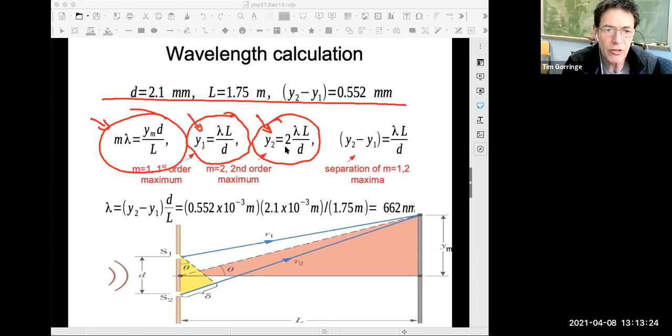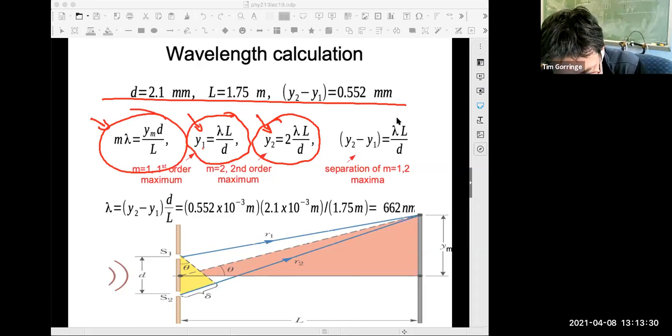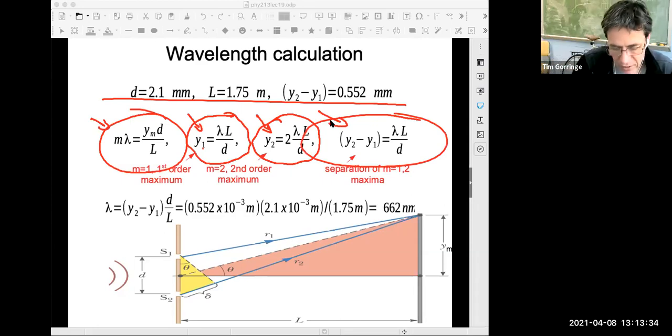But actually, we were told the difference in their locations, the separation of their locations, rather than their actual locations. So if I just take the difference of those two equations, I get this equation here. And this involves that bright fringe separation that we're told in the problem. Well, stand back from that calculation, right? I need a rest from it, it tires me out. Stand back from that calculation and look at that formula I just made.